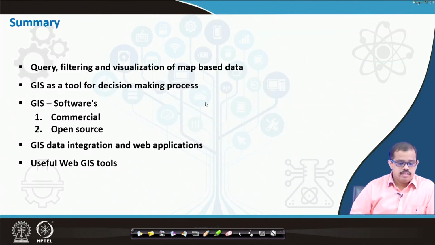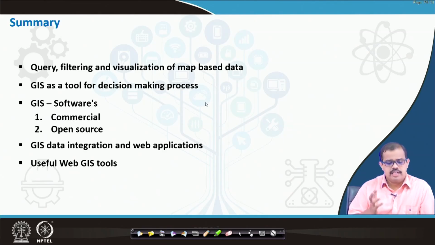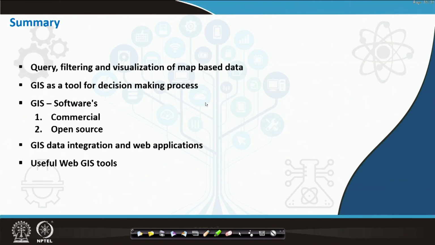So as a summary, we have learned today what we mean by query, what we mean by filtering and visualization of map based data. We have seen how GIS can be a process of decision making, and we have looked at GIS softwares, both commercial and open source, and how data integration can be done with web applications, for example Google Earth or Microsoft Visual Earth web based applications. I would say please go back, look at all these web applications for some time. Even if you are looking on mobile data, maybe it takes a bit of time to load, but it is very useful to see these applications so that you understand how GIS data is there.